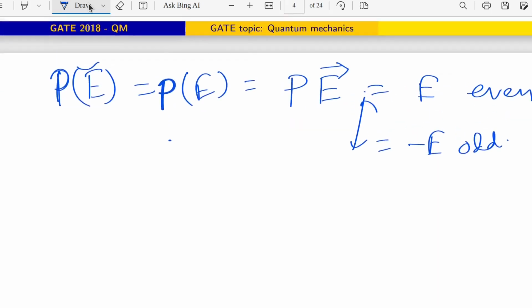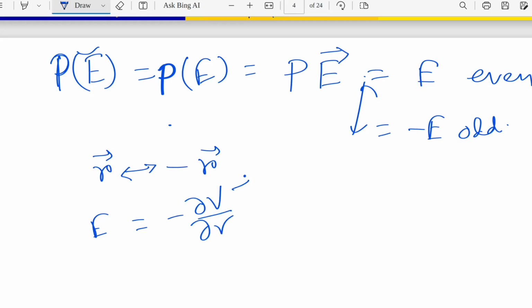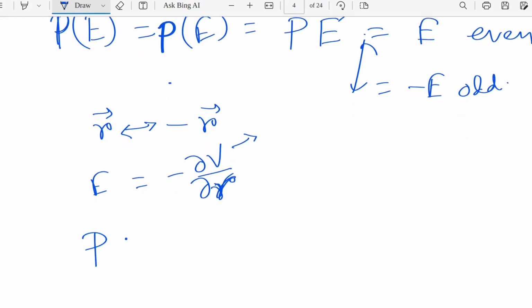How do we calculate which one will be odd or even under parity? Parity is nothing but the space inversion, as it is already written in the question. So in the presence of parity, R goes to minus R. Now from the Maxwell equations, E equals minus del V by del R, where V is the potential. So E can be written as minus del V del R. Then what happens if I put the parity on E?